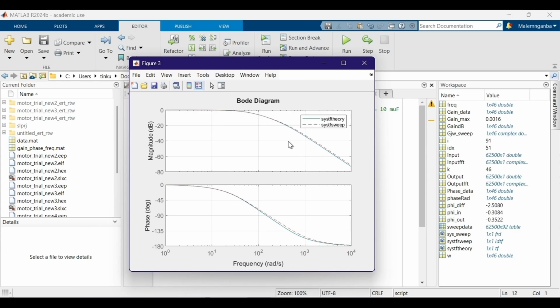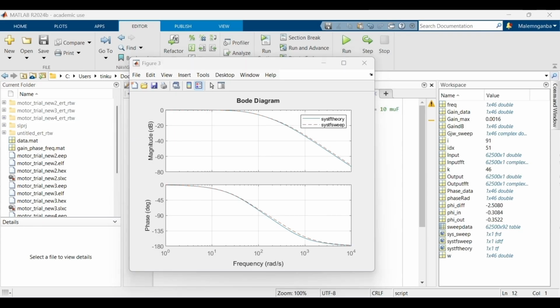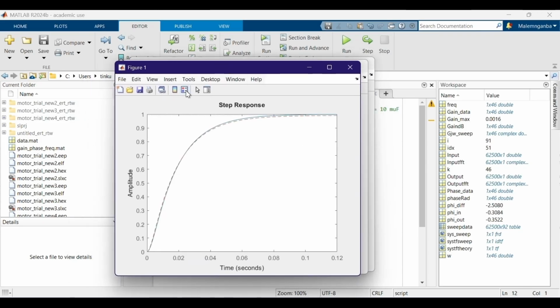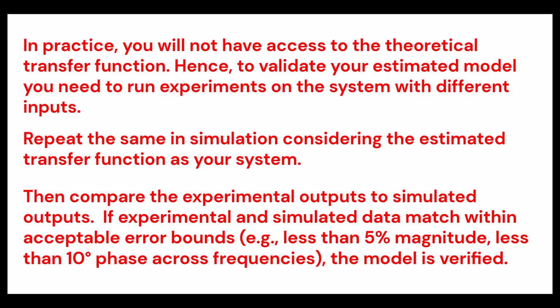First, we will see the Bode plot comparison between the estimated transfer function and the theoretical transfer function. The blue line represents the theoretical transfer function and the dotted red line is the estimated transfer function. Then the step response. The blue line represents the theoretical transfer function step response and the dotted line represents the estimated transfer function step response. So you have seen now how to find out the transfer function of a system experimentally.